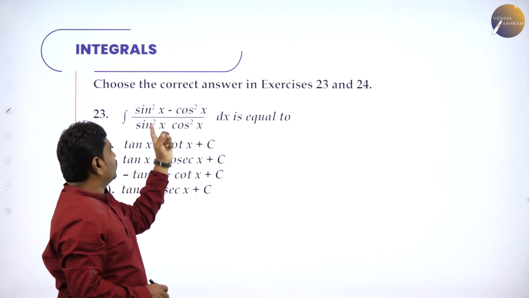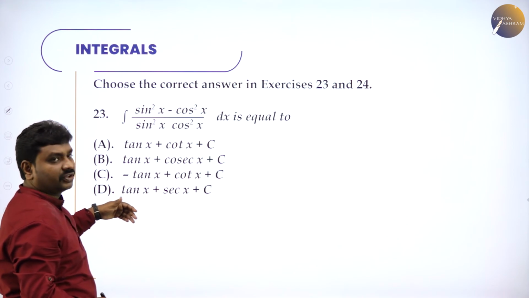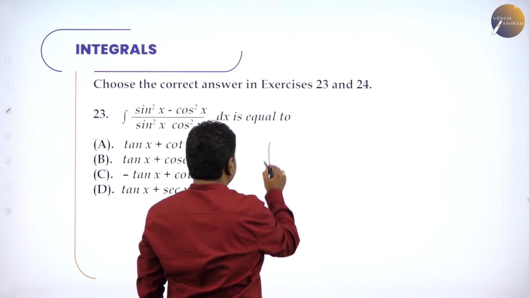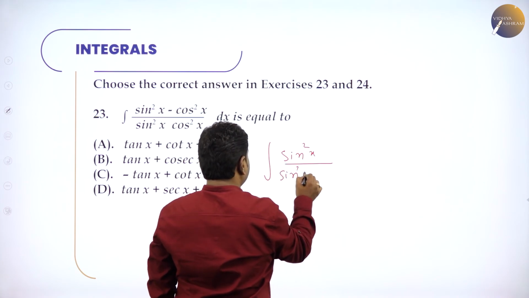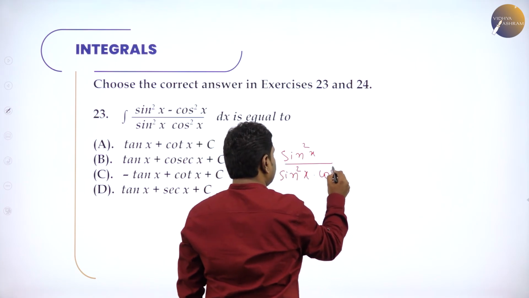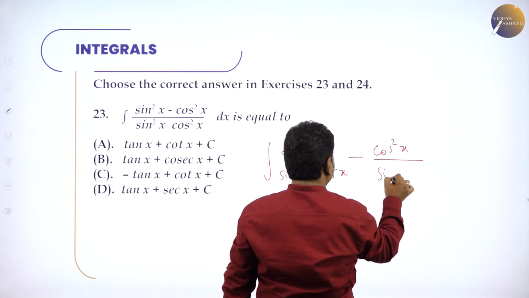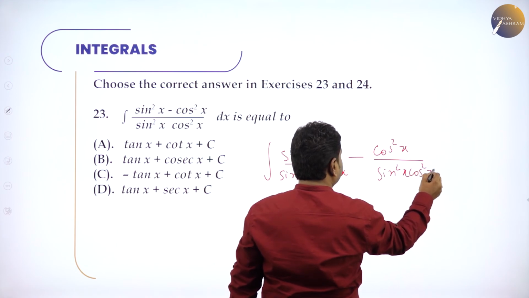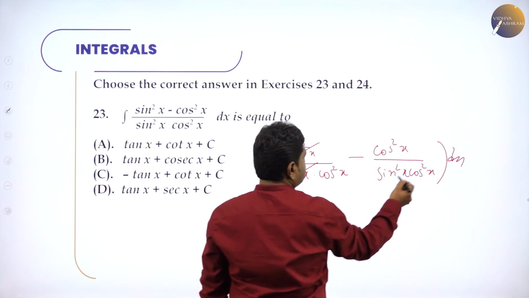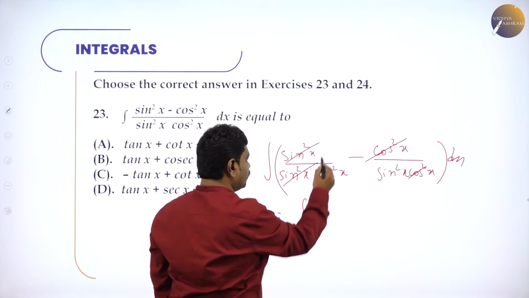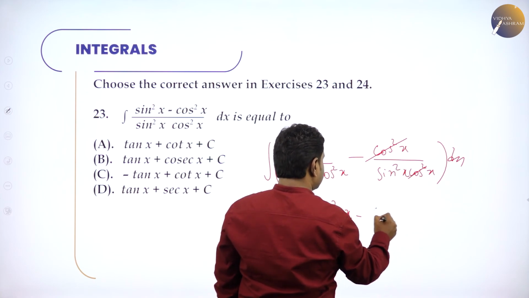Next, integration of sin square x minus cos square x by sin square x into cos square x dx equals, what is the answer they're asking you? So split it and simplify. I can write the integration of sin square x divided by sin square x cos square x, minus the second term, cos square x divided by sin square x cos square x dx. Now cancel the terms. So sin square cancels, cos square cancels. I am left with 1 by cos square, which is secant square x, and 1 by sin square, which is cosecant square x.